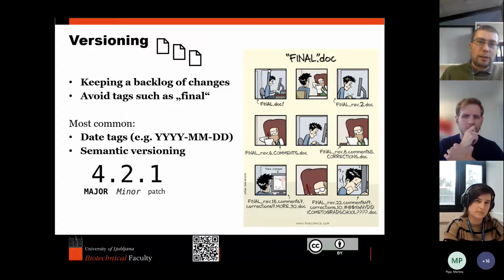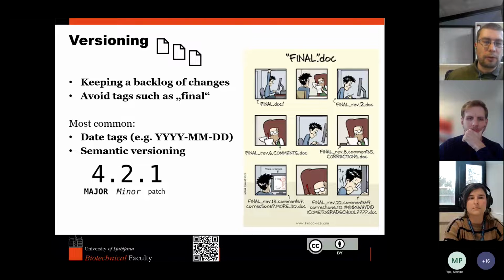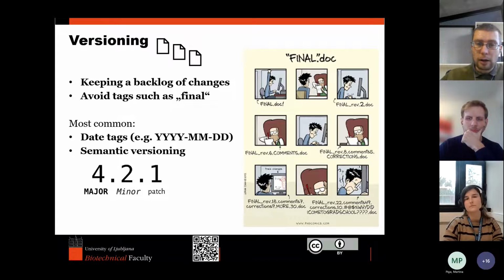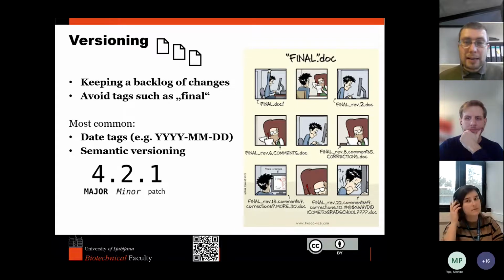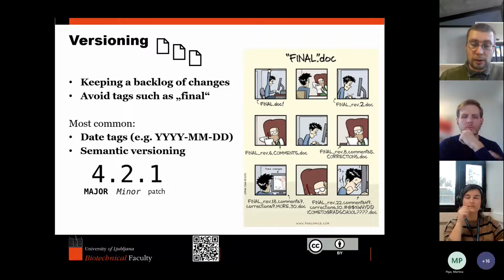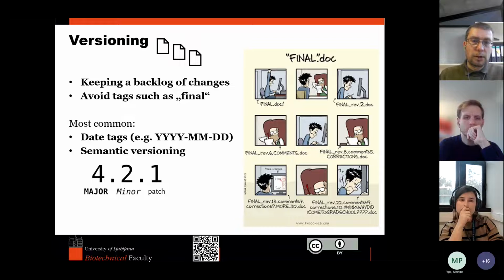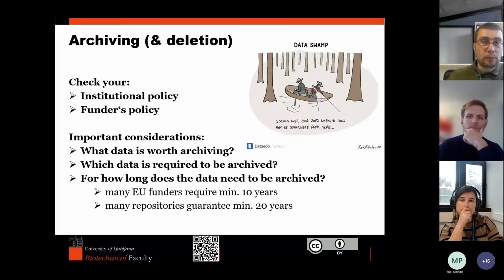This includes relatively simple advice such as avoid text such as "final", because rarely do you ever know when a version is really the last final version, or if any changes still need to happen later on. Common ways to do the versioning are using date or time tags, or using semantic versioning, for example with the 3-digit system, very much used in the software world, with major, minor, and patch versions. So there are different ways to tag this, but versioning can be really helpful and something you might consider while you're working and processing your data.